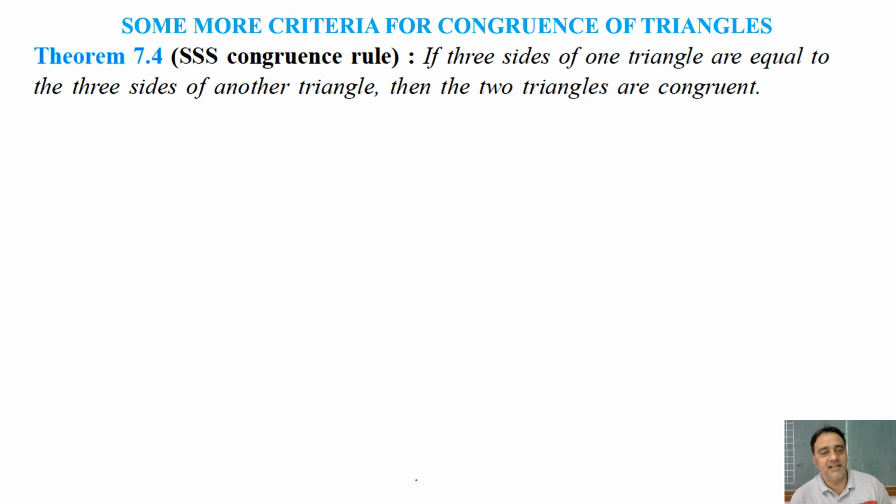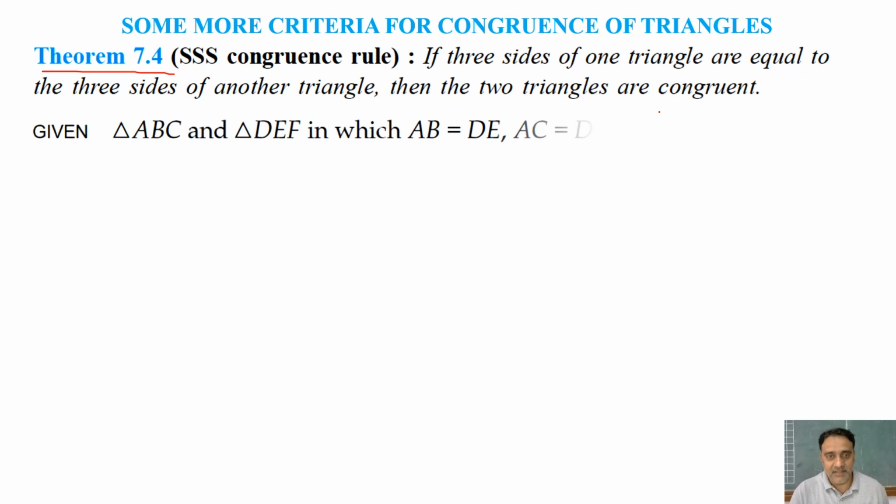SSS congruence rule and RHS congruence rule. The theorem proof of both is important, it can come in the exam. Okay, so let us start with Theorem 7.4, that is the SSS congruence rule. If 3 sides of one triangle are equal to 3 sides of another triangle, then the two triangles are congruent.